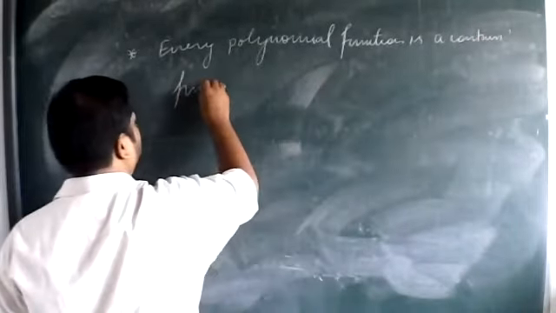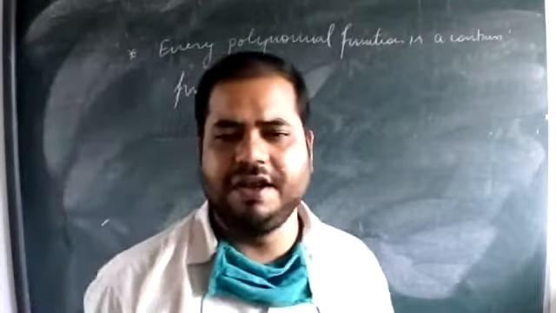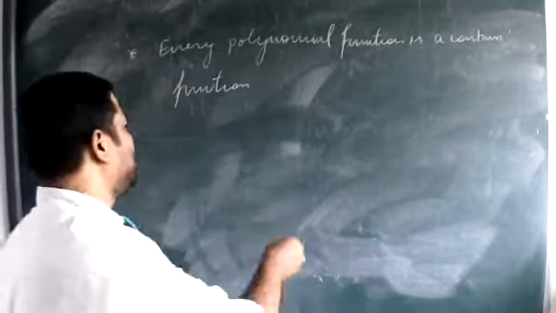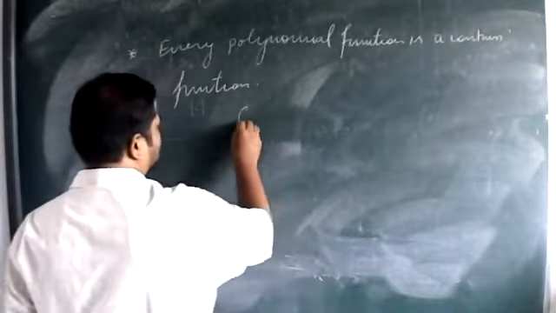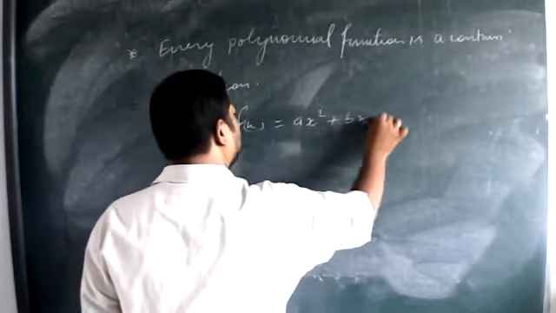Continuous function. Every polynomial function is a continuous function. How is it? You know very well. Suppose f(x) is equal to ax square plus bx plus c.